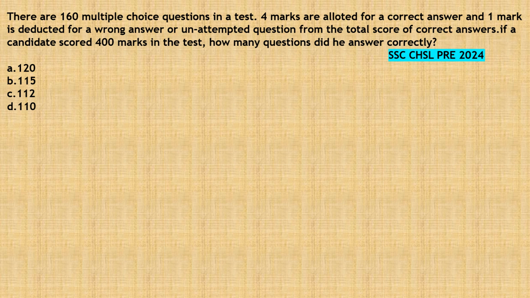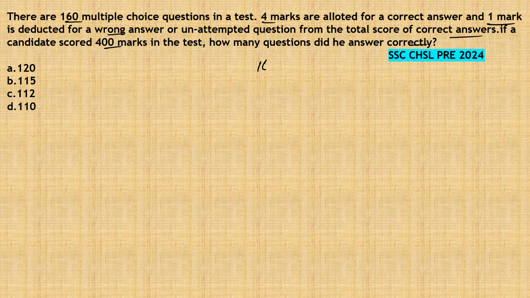There are 160 multiple choice questions in a test. 4 marks are allotted for a correct answer and 1 mark is deducted for a wrong answer or an unattempted question from the total score of correct answers. That means 1 mark is negative for the wrong answer or for an unattempted question. A candidate scored 400 marks in a test. How many questions did he answer correctly?